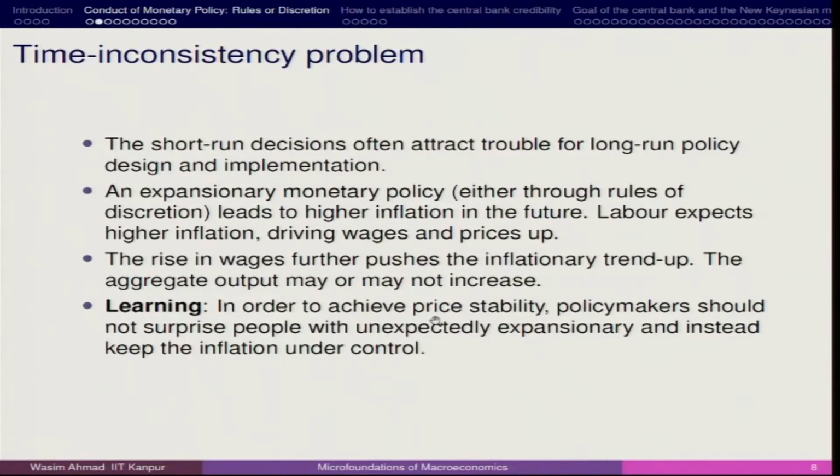If it is opposite, then you will have this saving, or this will create some kind of imbalance with regard to the excess supply. So, there will be excess supply of goods. So, price will come down after some time, or you may have a glut kind of scenario. So, what are the learnings? In order to achieve price stability, policymakers should not surprise people with unexpectedly expansionary policy. Instead, they should always try to put control on inflation.